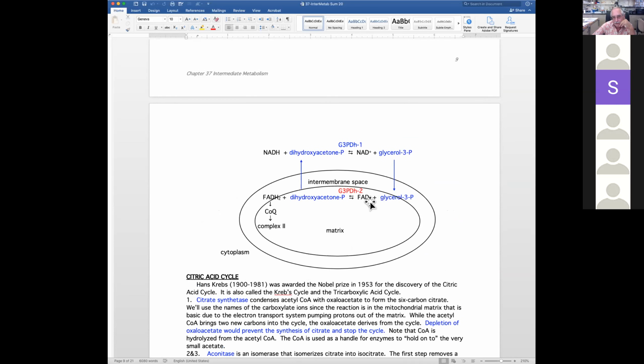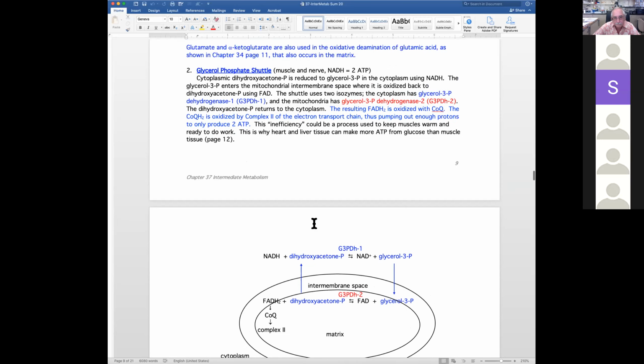And you use FAD to oxidize it into dihydroxyacetone phosphate, which can then simply go right back out again. And FADH2 enters complex 2, and so it makes only 2 ATPs. So this is less efficient. That also means that it generates heat.